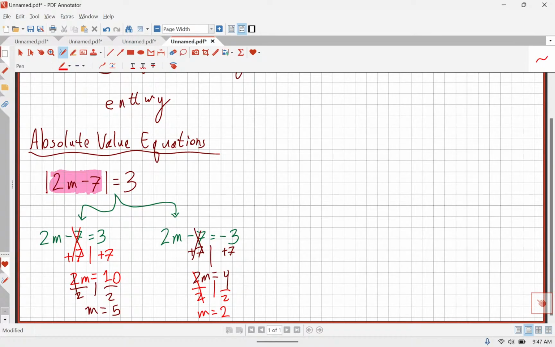On Canvas, it would say m equals blank or m equals blank, and you would put the lower one first. So which one goes in the top box? And then 5.